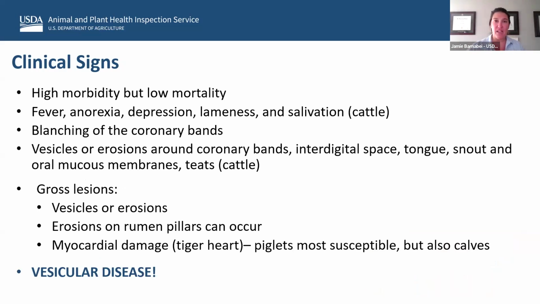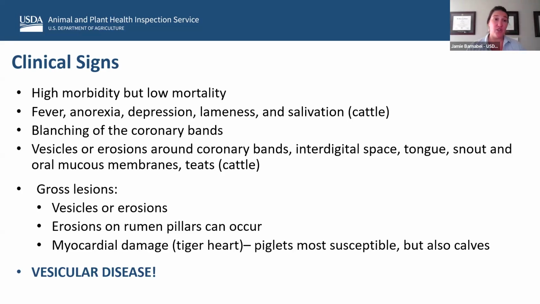So high morbidity, meaning a lot of animals are going to get infected. It's very easily transmissible. Mortality is very low for FMD. We typically see less than 1% mortality. And when we do see it, it's often in younger animals. Otherwise, like most viral infections, fever, they may go off feed. You may see they're depressed. They may be lame. You see hypersalivation. That's most common in cattle. You can start to notice other signs, maybe early in the disease process. So blanching of the coronary bands is a nice sign that you've probably got some vesicles that are starting to form there.